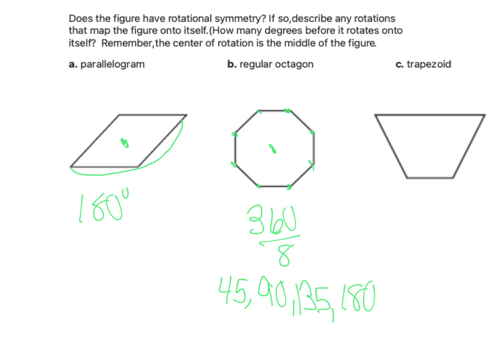If you look at the trapezoid, if you put a pin in it, rotating it 180 degrees is not going to be helpful. You'd have to go all the way around to 360 to get back onto itself, so that actually has no rotational symmetry.